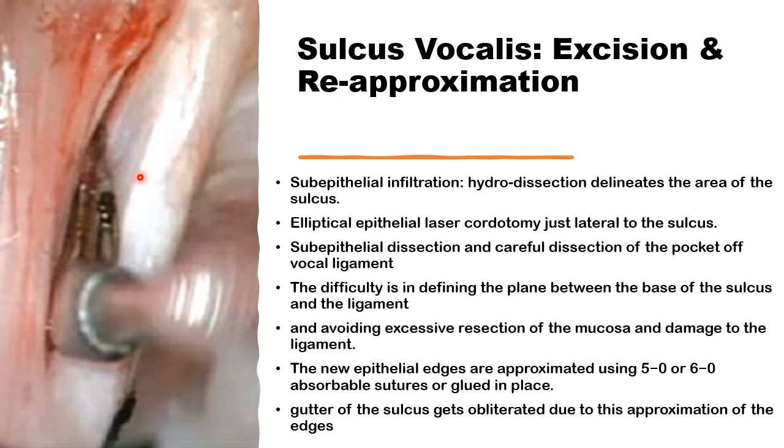This is then followed by very meticulous subepithelial dissection of the sulcus, particularly of the vocal ligament and beyond. The aim is to cause the least amount of scar tissue, particularly around the vocal ligament, and to remove the least amount of the epithelial cover, because excessive removal and excessive scarring could lead to further vocal fold stiffening. Once the sulcus is removed, the gutter between the vocal ligament and the epithelial edge could be obliterated by approximation of the two epithelial edges and suturing them with either 5-0 or 6-0 absorbable material or by the use of glue.